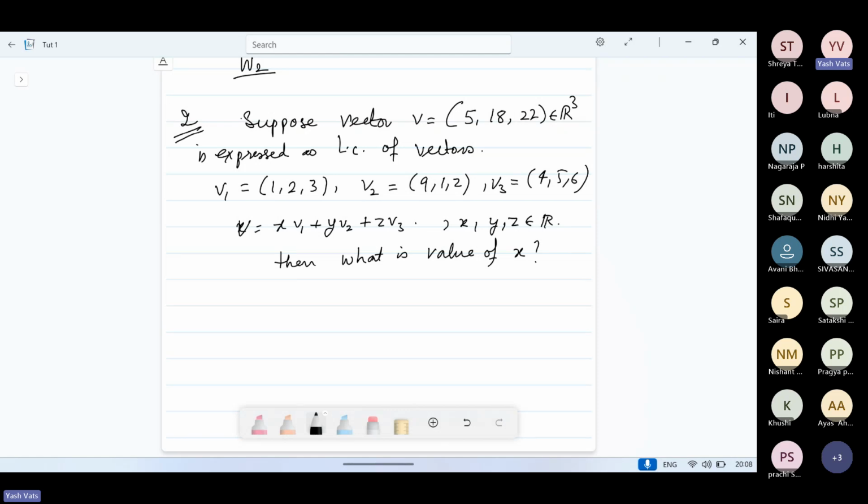Just take some time. How do you write the vector as a linear combination of other vectors? Just try to take some time and work on it. Okay, 5 to 10 minutes again.